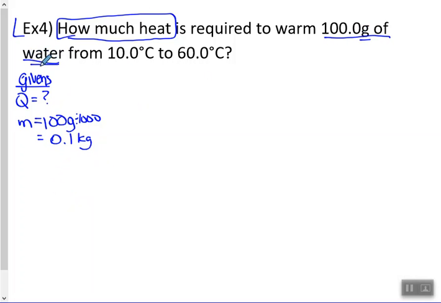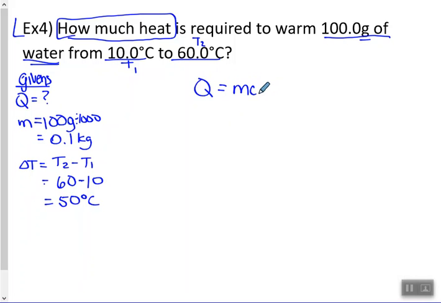That's going to be important because we need to know what our substance is. From 10 degrees to 60 degrees, so we were at 10 degrees and we're going to 60 degrees. So here we have a T1 and T2, so we can figure out our delta T. T2 minus T1 equals 60 minus 10 equals 50 degrees Celsius. And our equation: Q equals MC delta T.